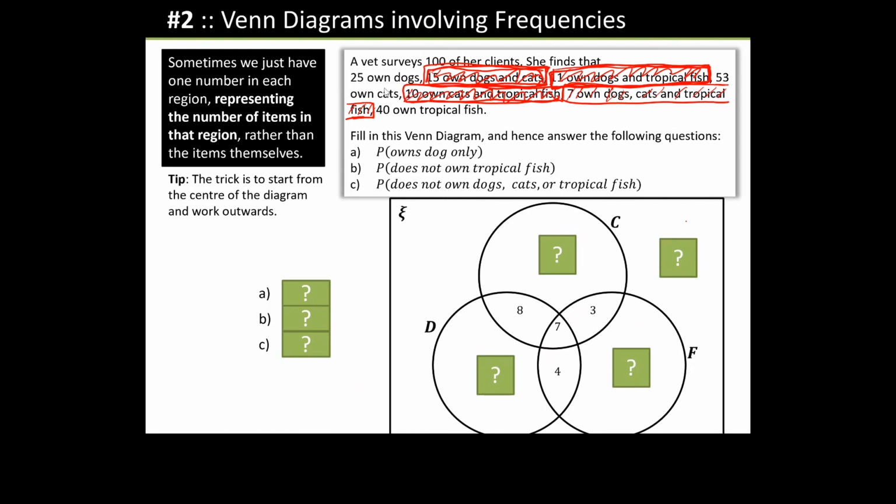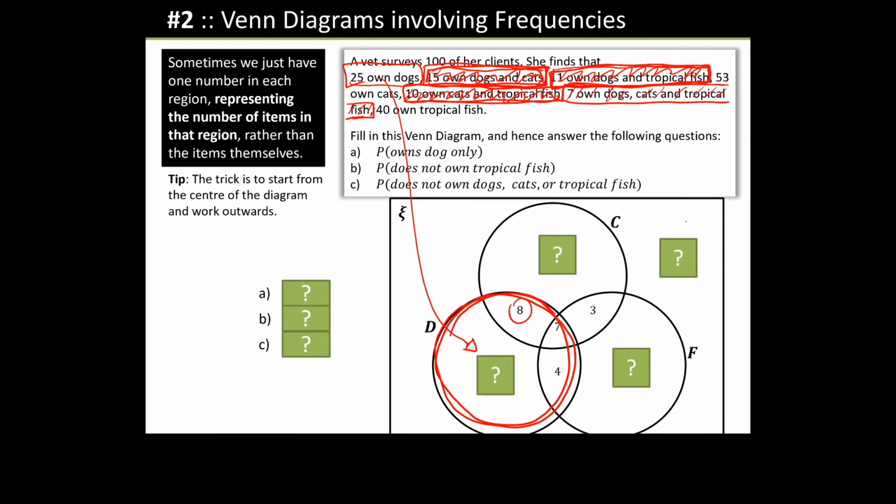Now again, it doesn't say 25 own dogs only, because if it said dogs only, it would just be this bit here, and then we would be simply able to put the 25 there. But it doesn't have the word only, which means that 25 own dogs represents which area? Not this area. It represents everything inside the circle, or the set dogs. So 25 is the frequency of the set dogs.